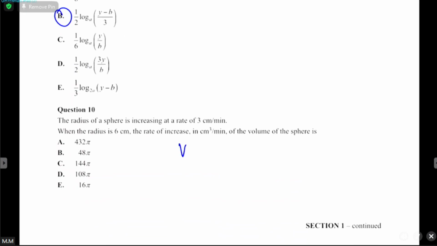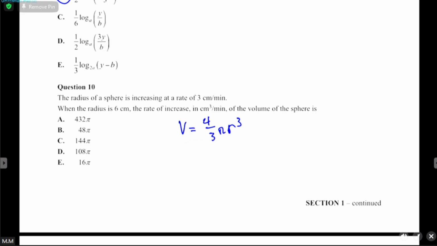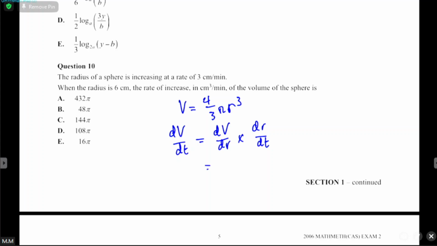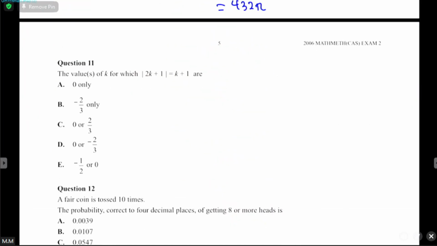For this you need to use chain rule. First of all, the volume of a sphere is 4 on 3 pi r cubed. And you want to find the rate of increase of the volume with respect to time. So that's dV on dt, and using chain rule you get dV on dr times dr on dt. So dV on dr is equal to 4 pi r squared, times by 3, and here r is 6, so then you get, I think, 144 pi times 3, so here you get 432 pi. Again, this is mod, I'm just going to skip that.